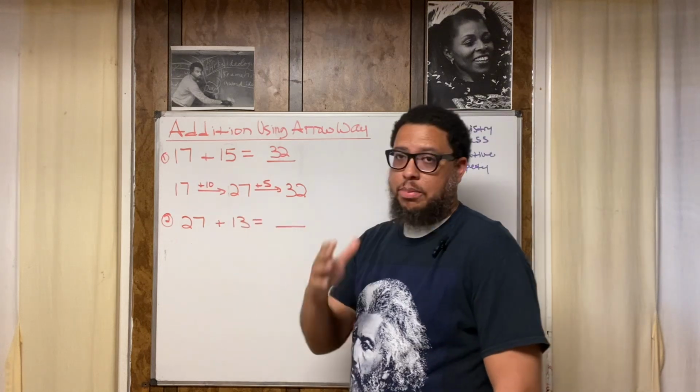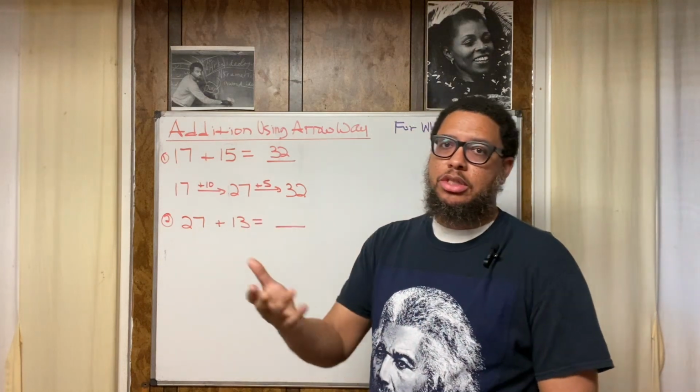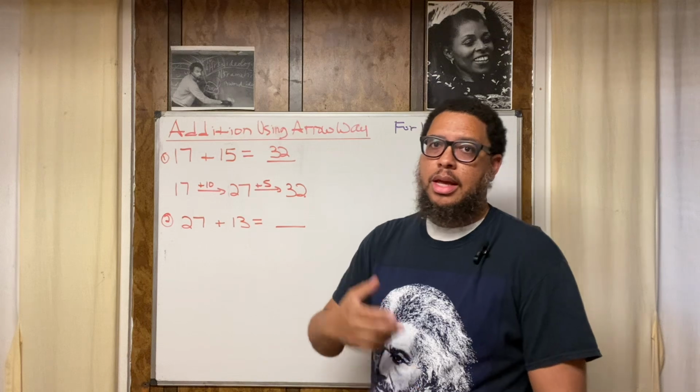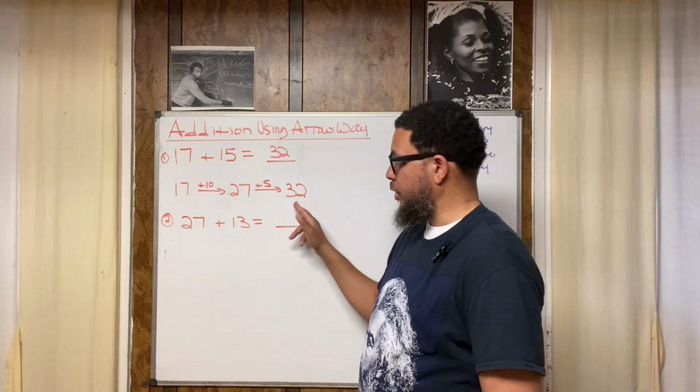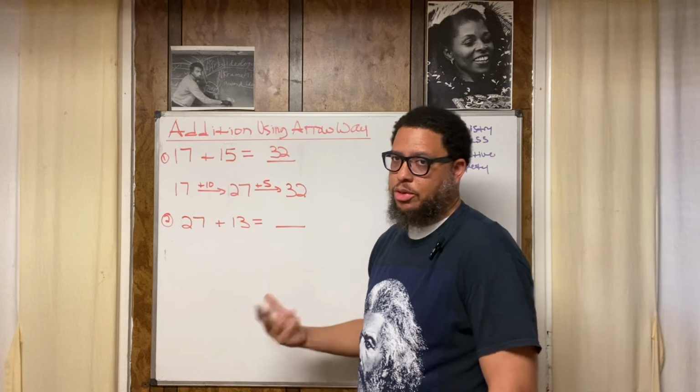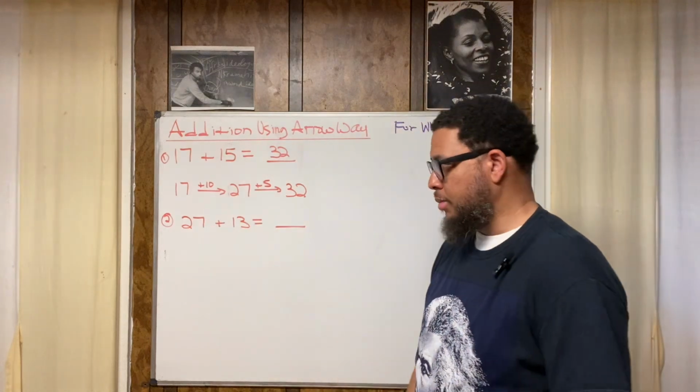So 20 plus 10 plus 2. 20 plus 10 is 30, because you got 2 groups of 10 already. Add another group of 10 that gives you 30. And then you add the 2 to 30, you get 32. So it's a bunch of ways that we could get 32. All right, now let's go to the next problem.